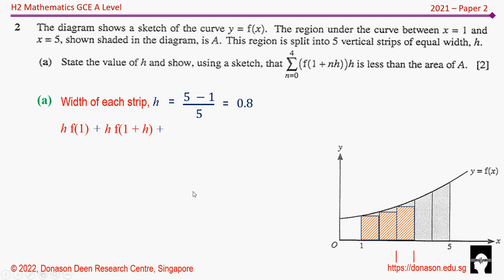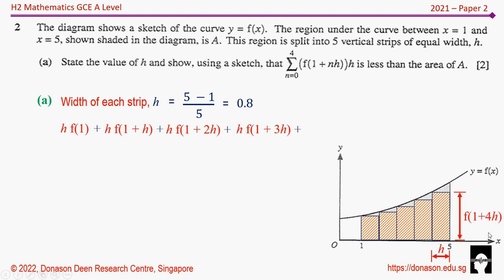The third rectangle should be, this is h, so this should be 2h. So f(1 plus 2h) times h would be the area of the third rectangle. And the fourth rectangle, as you might have guessed, should be h times f(1 plus 3h). And is that all, or do we have one more rectangle? Yes, this value is 1 plus 4h, and altogether we have 5 rectangles, which we add together to get an approximation of that shaded area by splitting it into strips.